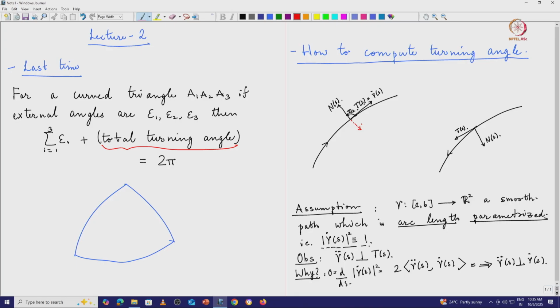For the first picture, because the curve is bending away from the normal vector, the acceleration vector is going to point in the opposite direction to n of s. On the other hand, here the acceleration vector is going to point in the same direction as n of s. Okay, so in this sort of situation, I say that my curve is negatively curved, where the acceleration vector points away from the normal vector. When the acceleration vector points towards the normal vector, I call that curve positively curved.